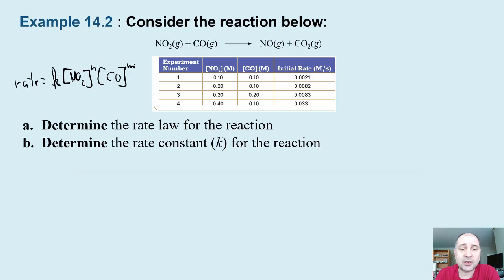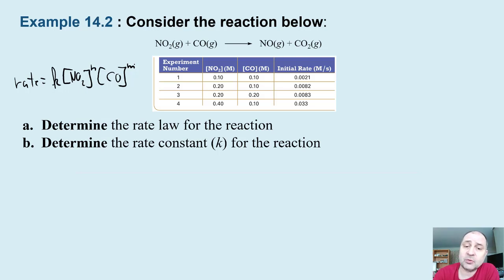So if n and m are equal to 1, it's first order with respect to NO2, and it's first order with respect to CO, and the overall order rate is second order. And so how do we, based on the experimental data, determine the rate of each of the reactants? In order to do that, we try to keep one of the concentrations constant and see how doubling or tripling the concentration of the other reagent affects the rate.